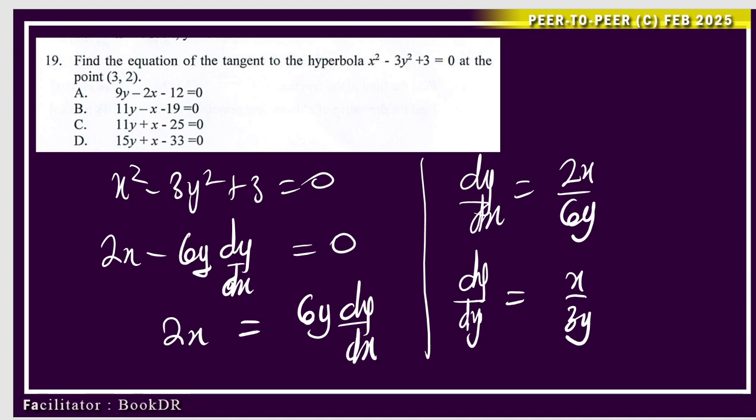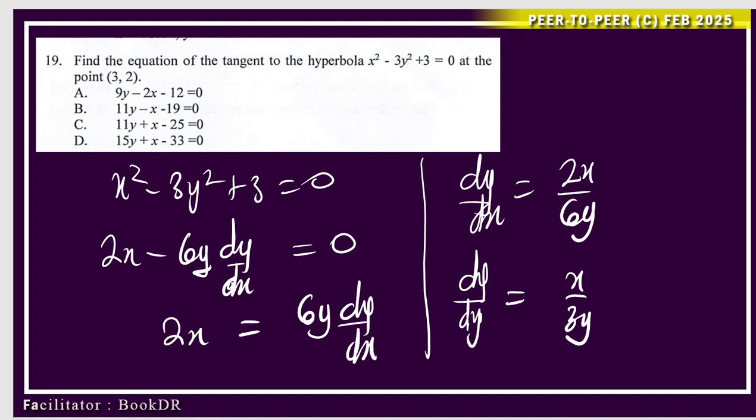Find the equation of the tangent to the parabola x squared minus 3y squared plus 3 is equal to 0 at the point 3, 2. So let's start with the differentiation. So this is 2x, then we have minus 6y dy dx. Differentiation of 3 is 0, and 0 is still 0. So we have 2x is equal to 6y dy dx. Dividing through by 6y, 2 go into 6 3 times. So we have x over 3y.